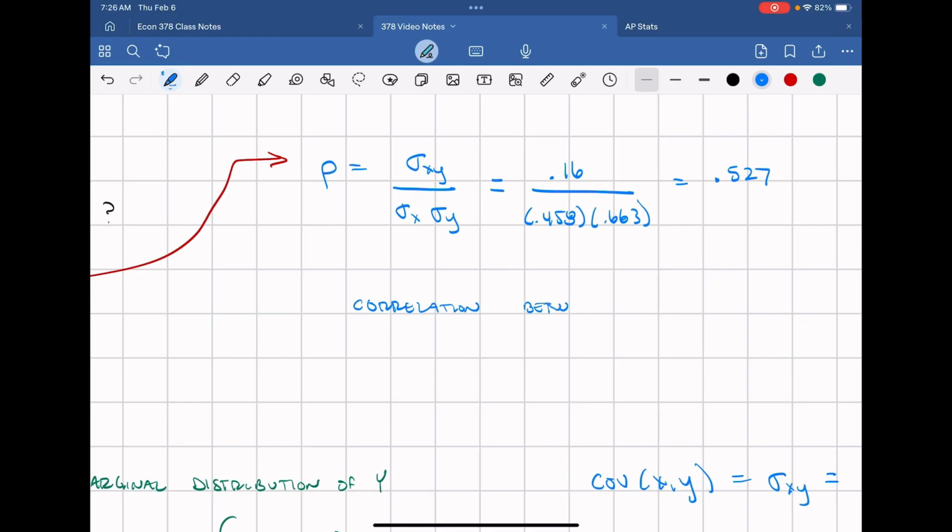So the correlation between X and Y is equal to 0.527. So they are positively correlated based on that result. And that's how we can take a joint distribution and solve for the correlation between the two random variables.